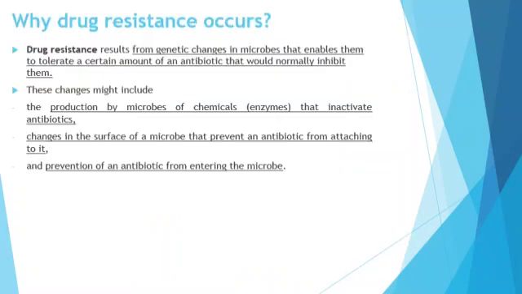So in this slide, why does drug resistance occur? Drug resistance results from genetic changes in microbes that enable them to tolerate a certain amount of an antibiotic that would normally inhibit them. These changes might include the production by microbes of enzymes that inactivate antibiotics, a change in the surface of the microbe that prevents an antibiotic from attaching to it, and prevention of the antibiotic from entering the microbe.